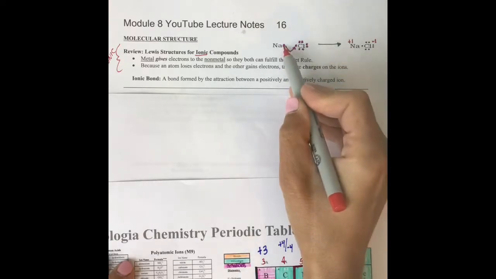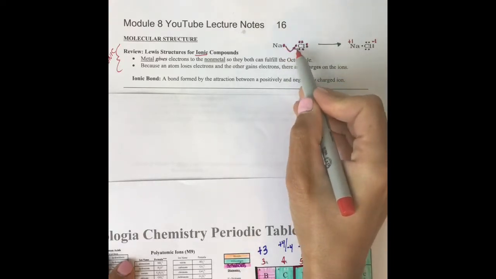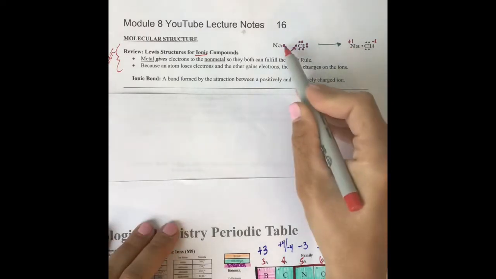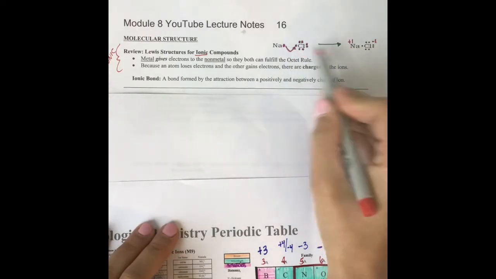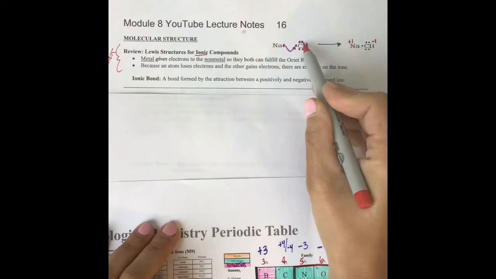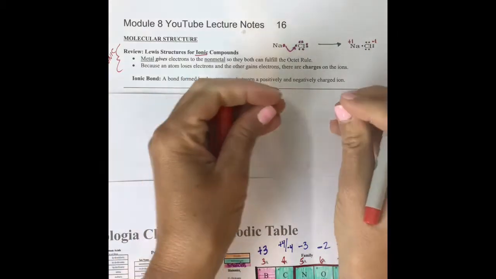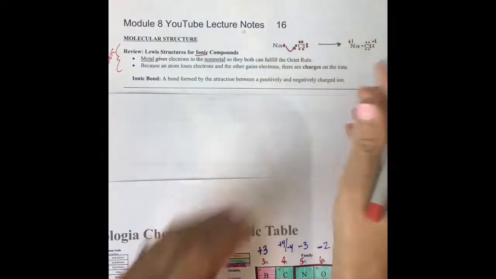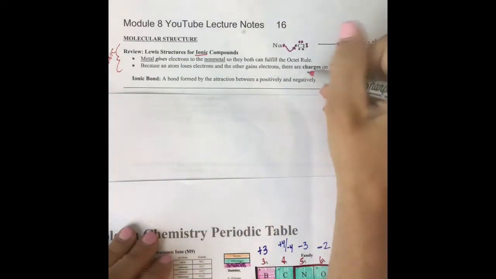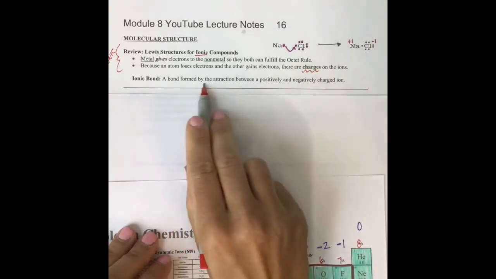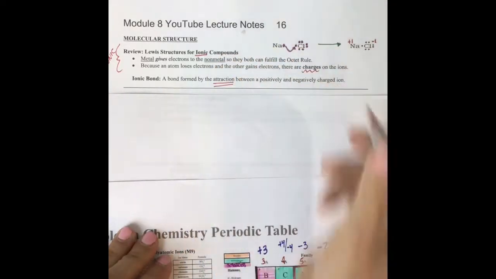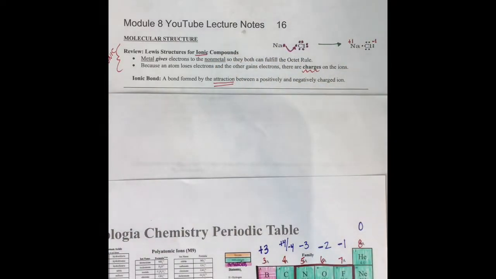When the metal gives its electrons to the nonmetal, it has a charge. It gets rid of a negative friend and becomes positive. The nonmetal gains an electron or a negative friend and becomes negative. This attraction between a positive and a negative ion is what holds the bond together, and that is an ionic bond. Okay, a bond formed by the attraction between positive and negative ions.